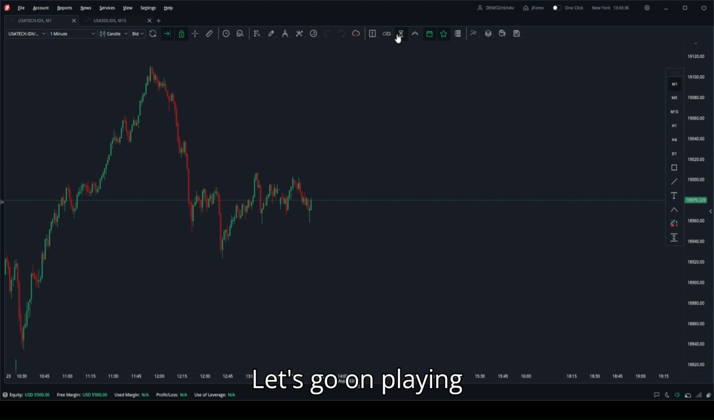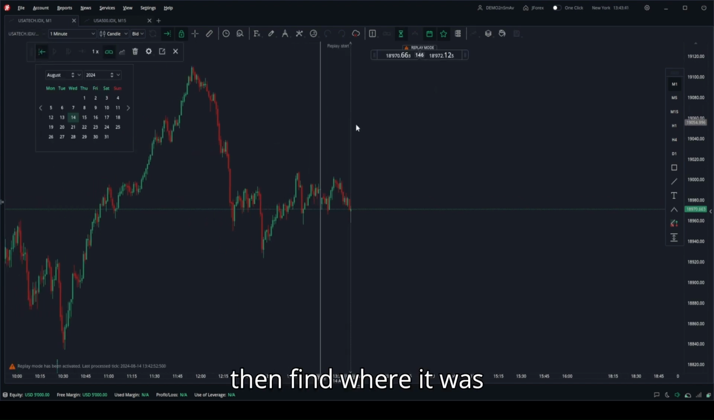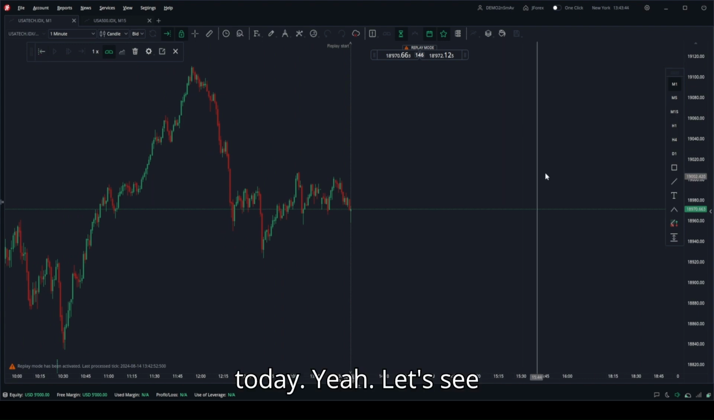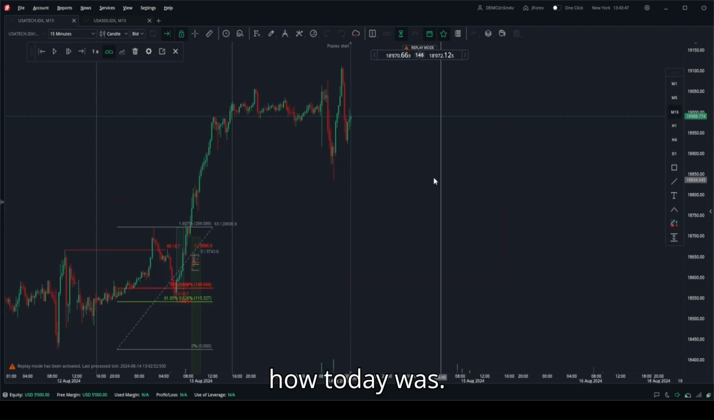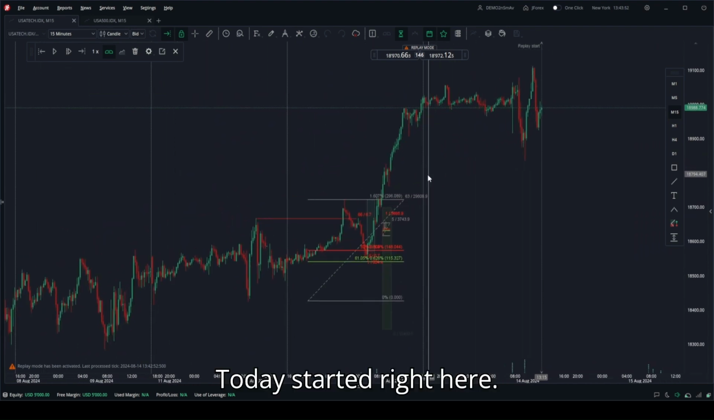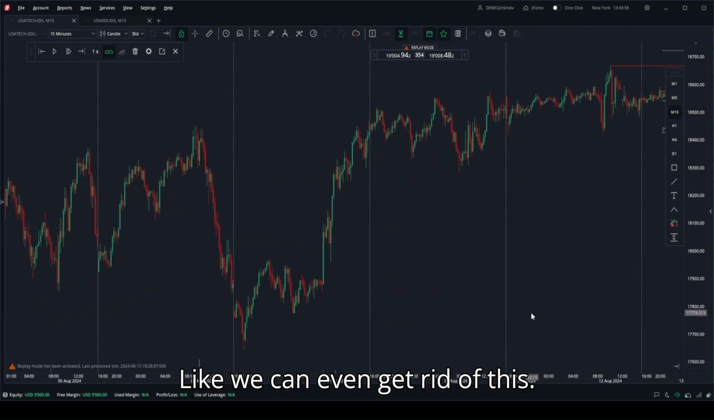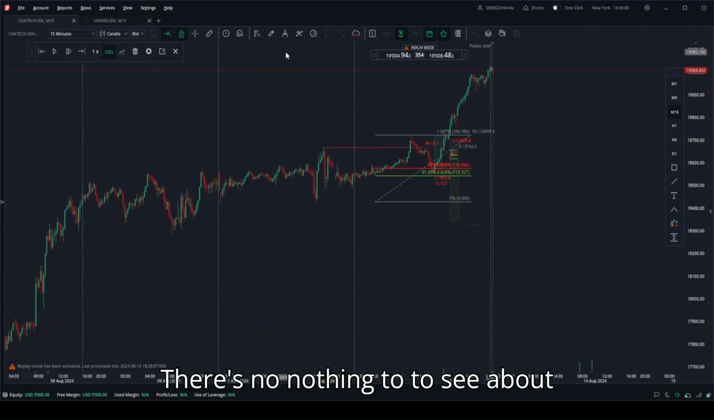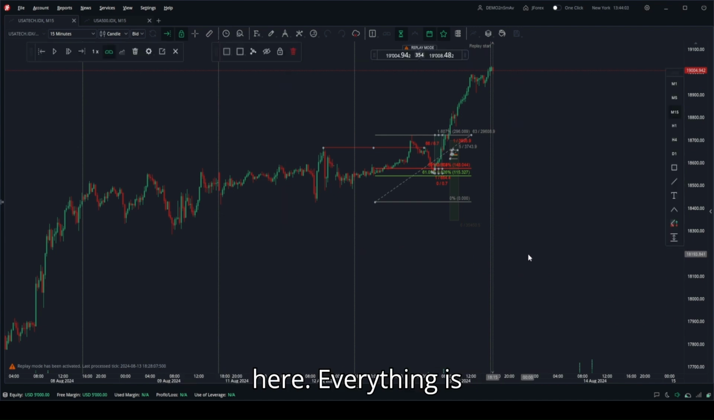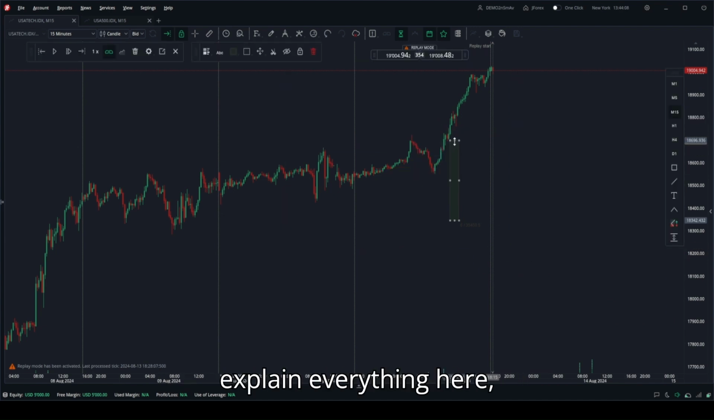Let's print the widget and then find where it was today. Let's see how today was. Today started right here. We can even get rid of this. There's nothing to see here. Everything is explained. We did explain everything here.